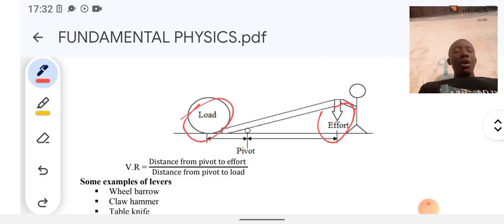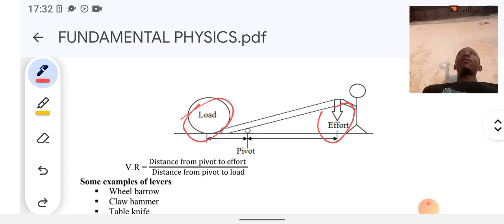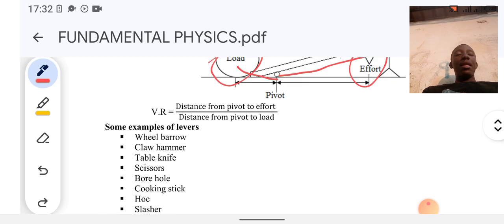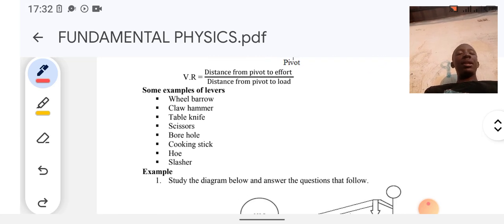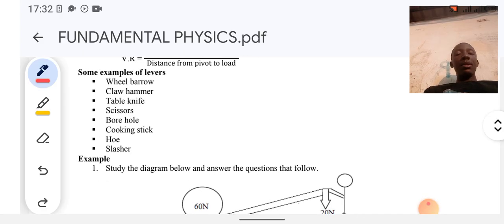Some examples of levers: you have a wheelbarrow, claw hammer, table knife, scissors, bottle opener, cooking stick. All those are examples of levers as a simple machine. So we have an example here under a lever, saying study the diagram below and answer the questions that follow.